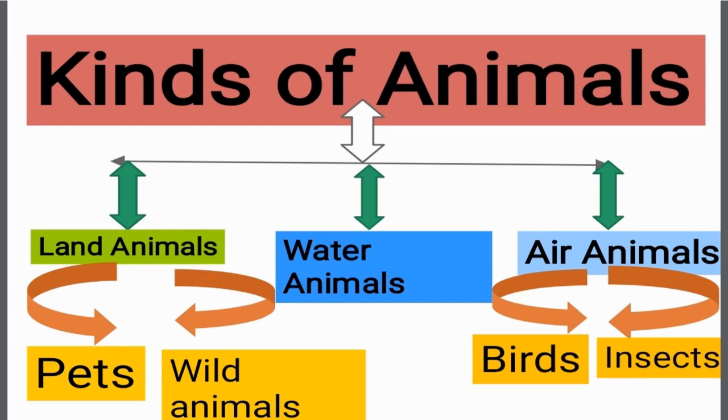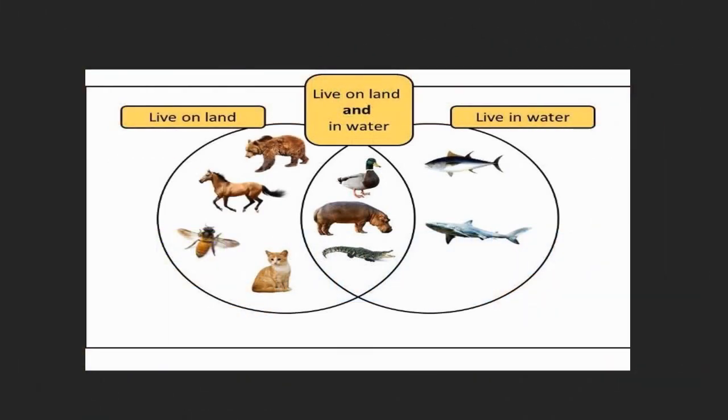Now, you saw that these kinds of animals are based on the places where these animals live. But there are some animals which live on land and also in water. See, here is a Venn diagram. On one side of the circle, you can see animals which live on land. They are bear, horse, bee, and cat. On the other side of the circle, you can see animals which live in water.